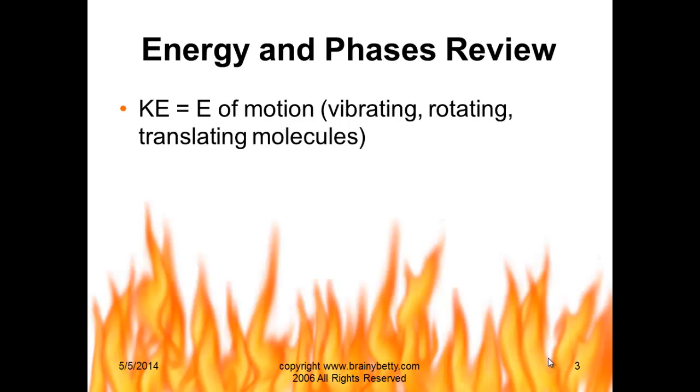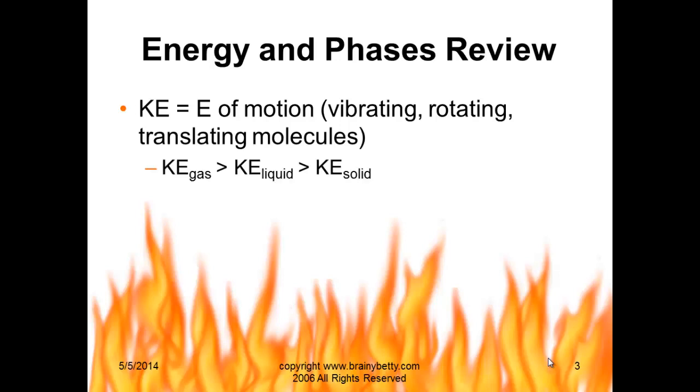They can vibrate. Molecules, for example, in a solid will vibrate. They shake back and forth in place just a little bit. Rotating would be just turning in a circle. And translating means moving from one spot to another. So when we talked about the motion of gas molecules with the gases unit, we focused most on molecules that were translating or moving from one spot to another.